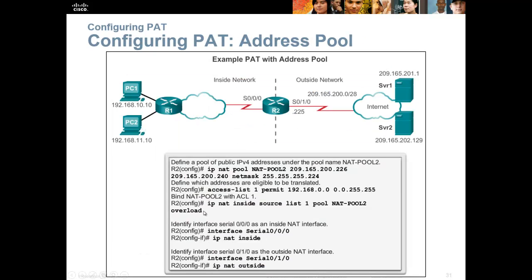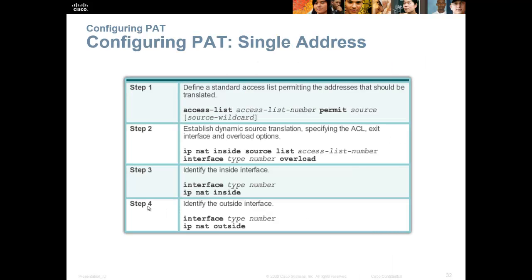Now, for dynamic NAT, we just take off the word overload. And then when we're using dynamic NAT with PAT, then we add the word overload, and that's it. So hopefully that makes sense to you. All right, and then the kind of NAT that you're typically going to see is with a single address.